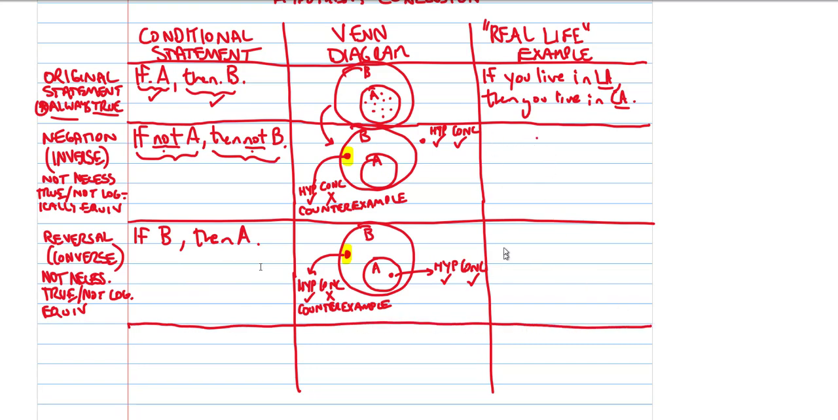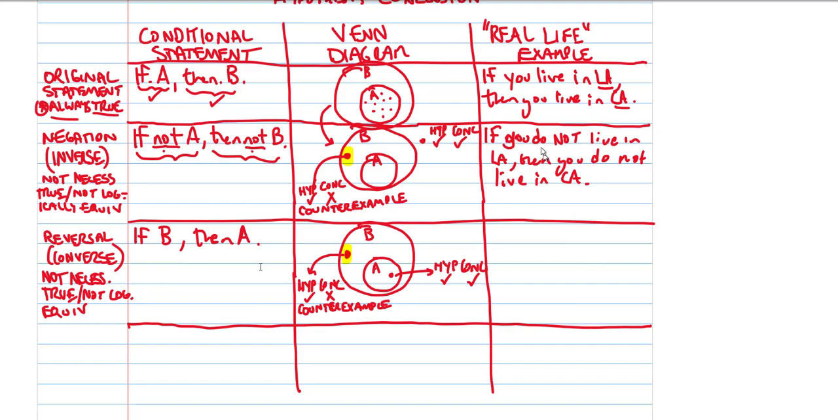Now, by the way, in terms of your real life examples over here, you actually may want to pause the video and try to form the negation and the reversal for our original real life statement. I'm going to go ahead and form them right now, and doing so will hopefully make all of this come together if you're a little bit shaky. So here is the negation. If you do not live in LA, then you do not live in California.